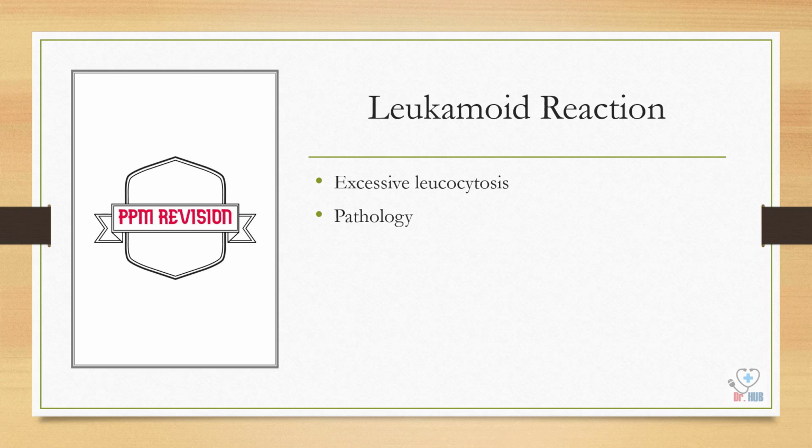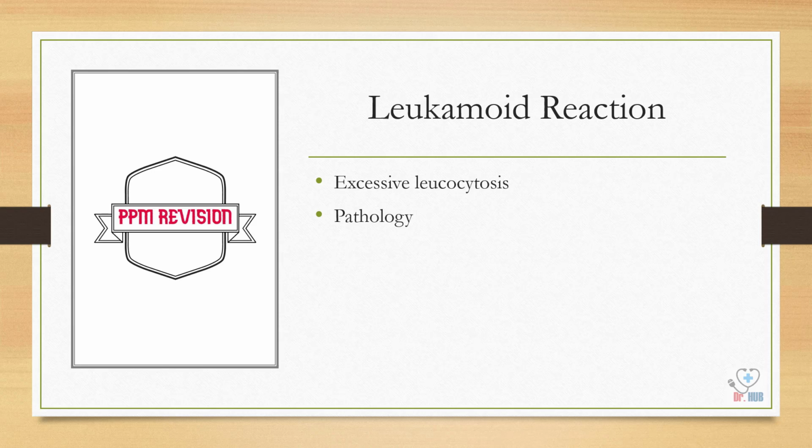Coming to classification, it is classified into two types, that is myeloid leukemoid reaction and also the lymphoid leukemoid reaction. Talking about the myeloid leukemoid reaction, the majority of the cases come under the myeloid leukemoid reaction. And talking about the causes, it may be due to infections, intoxication, malignant diseases, and also in cases of severe hemorrhage and severe hemolysis.